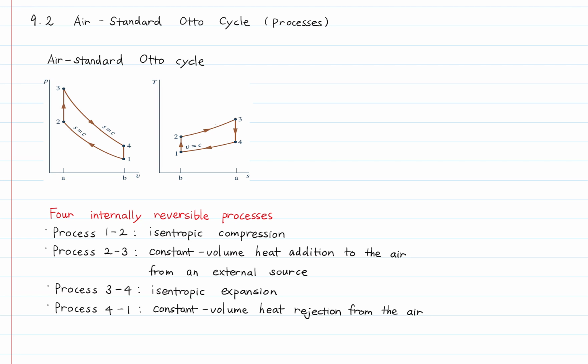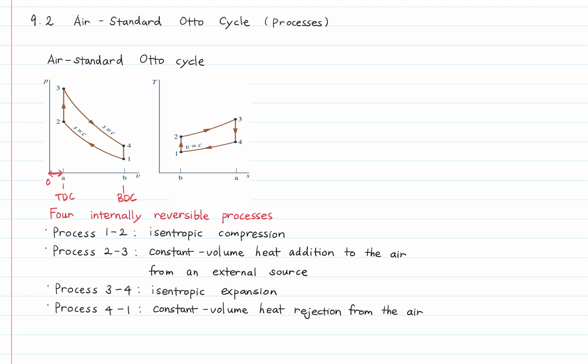So let's see the processes on a TS and PV diagrams. We can see 2 isentropic processes and 2 constant volume heat transfer processes. On the x-axis, A is the top dead center or TDC. B is the bottom dead center or BDC. From 0 to A, this is the clearance volume. Let's take a look at each process.